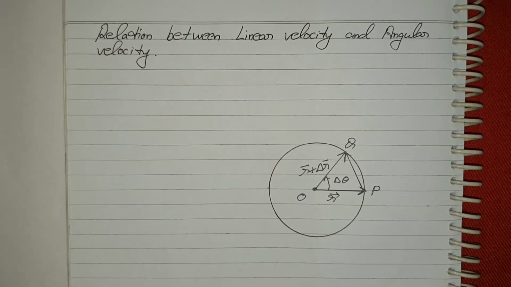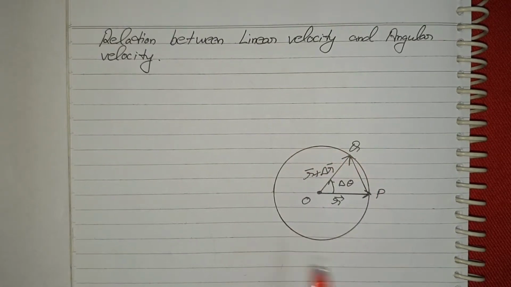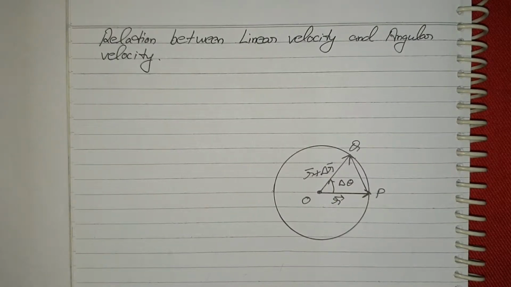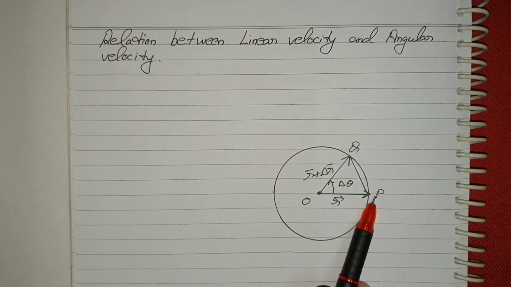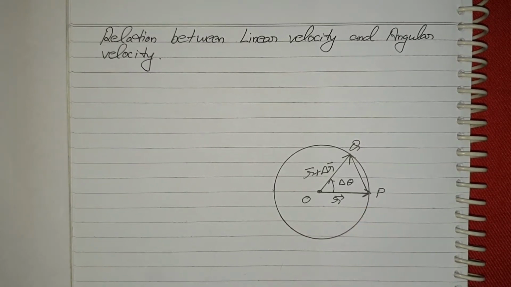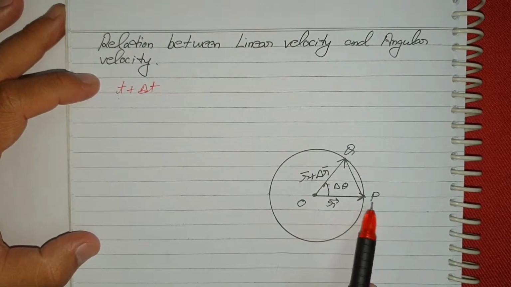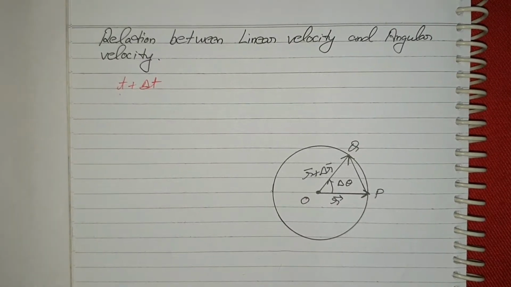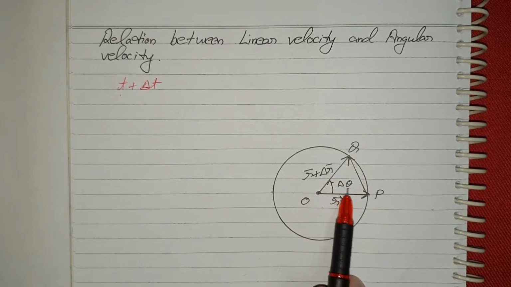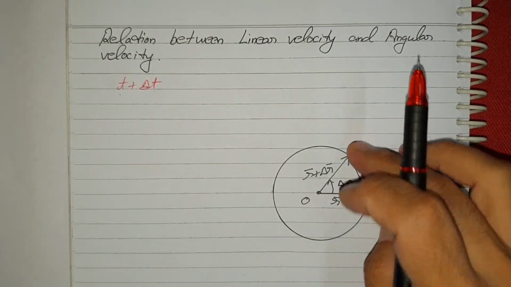Relation between linear velocity and angular velocity. Again, consider a point object moving with the uniform angular velocity omega. This diagram represents the object moving with an angular velocity omega and a linear speed v on a circular path of radius r with center O. Let at any time t the object be at point P, where OP is r. At time t plus delta t, suppose it has covered an angle POQ equal to delta theta, which represents the angular displacement. That means the object is at point Q.